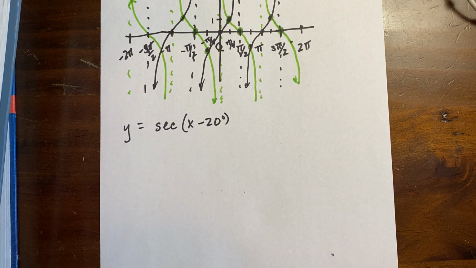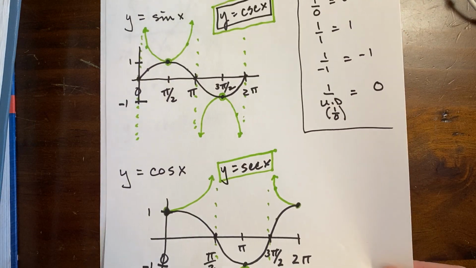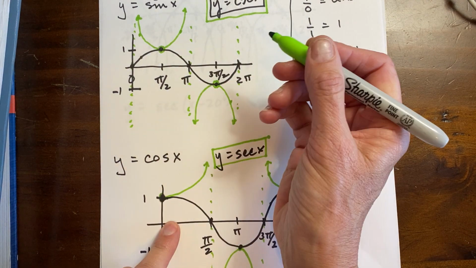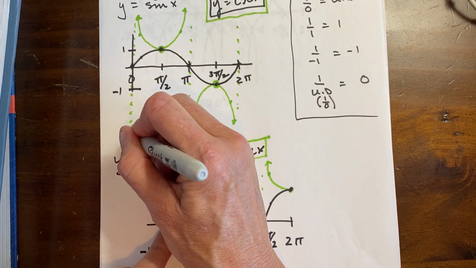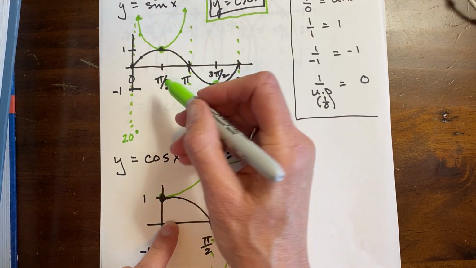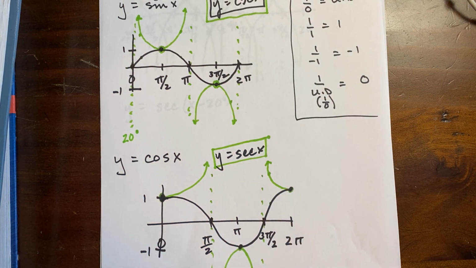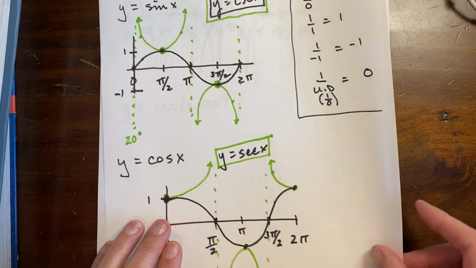The translated functions, you can graph the original function, and if it's translated 20 degrees in the positive direction, then I know this will be 20 degrees. And then I'd add 20 degrees to each of my scale, easily translating each function.